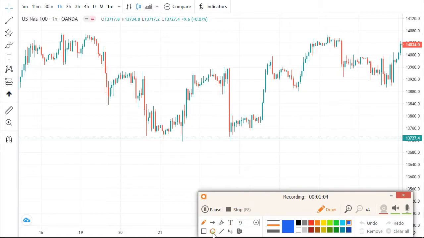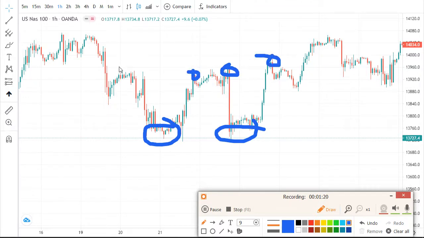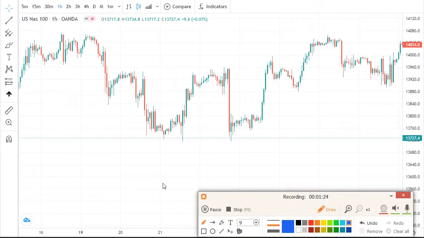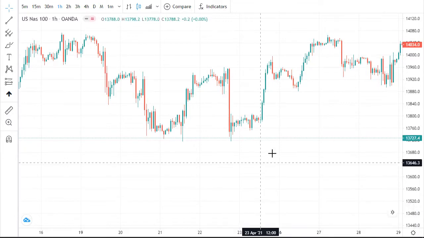Let me find something like this. You see this? We find something like that, or let me use my pencil. We use something like this, points like this, points like this, to draw our lines. Then you connect your lines. So let's start that again.